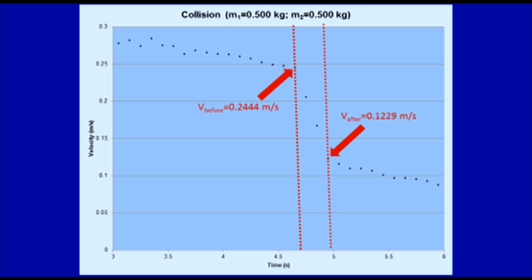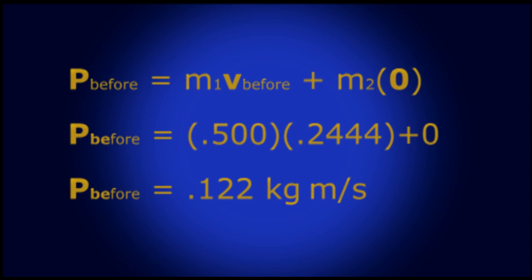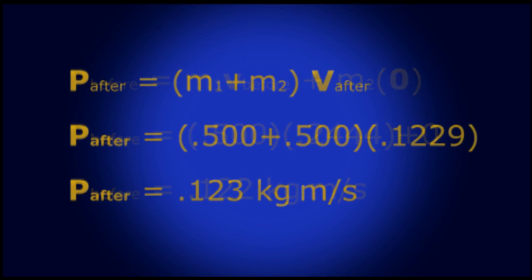We will take the last before velocity and the first after velocity to use in our calculations testing the conservation of momentum. Recall that the system's before momentum has only a contribution from cart 1. Its mass of half a kilogram times the before velocity of 0.2444 meters per second yields momentum of 0.122 kilogram meters per second.